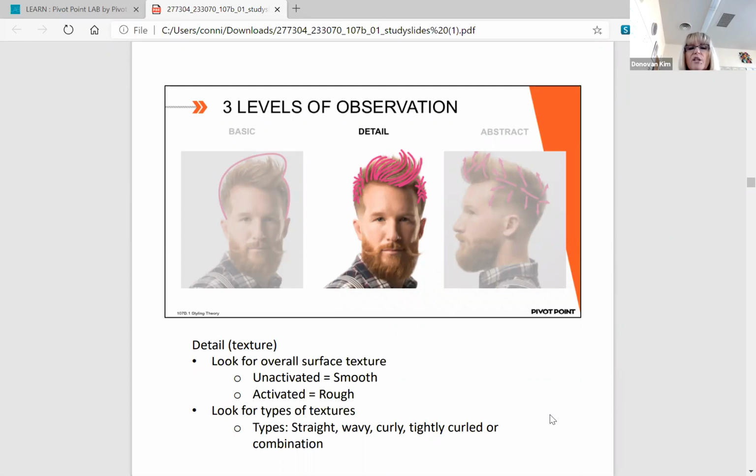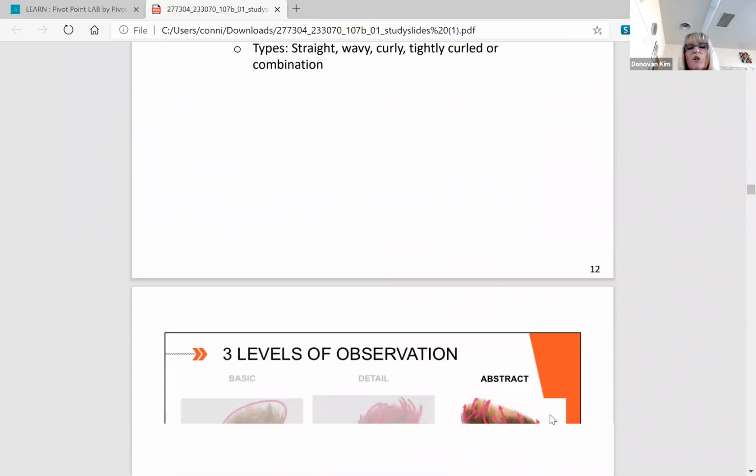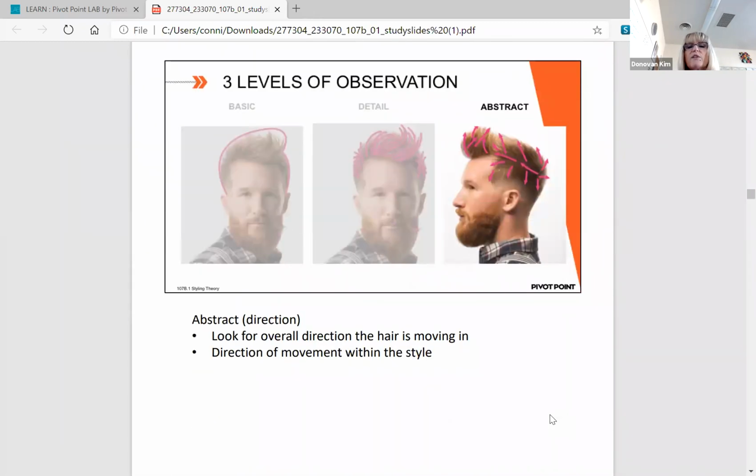This is surface texture. Is it smooth? Is it rough? Is it straight, curly, tightly curled, a combination of those? Just what is their hair like? And then when we're looking in the abstract view, we're looking at the direction the hair is moving. We're looking at all of the extras that we didn't see in the first one.